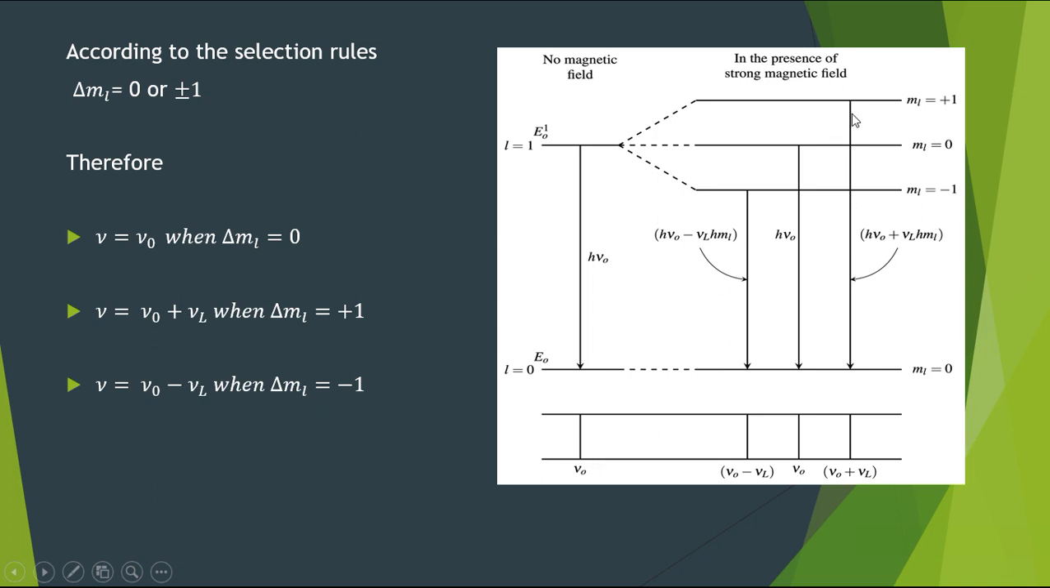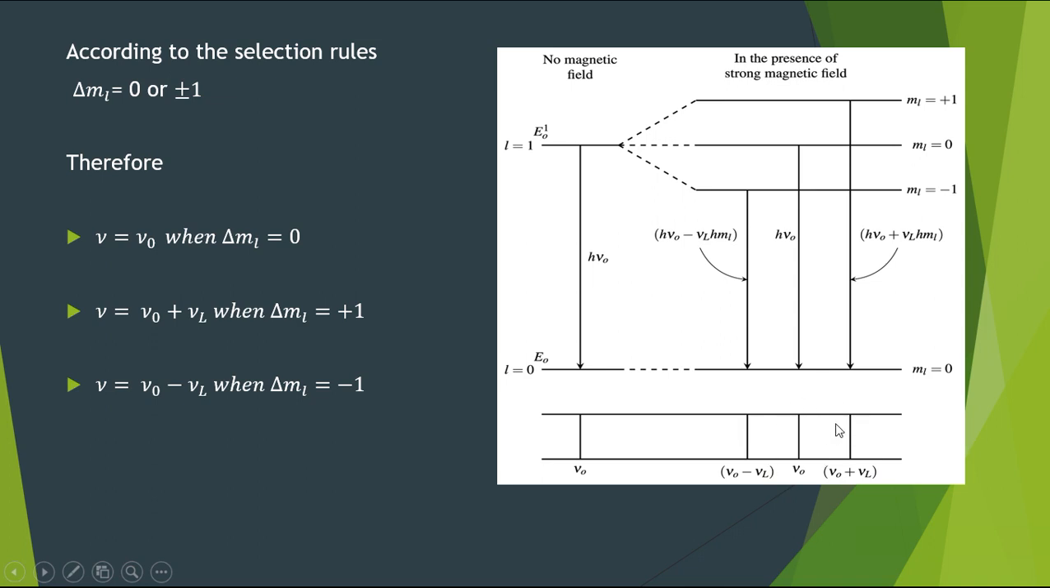The line which is drawn here, the transition which is shown on the right, corresponds to the transition for which delta ml is equal to plus 1, and the corresponding spectral line has the frequency nu is equal to nu naught plus nu L. Similarly, the transition shown here to the left corresponds to delta ml is equal to minus 1 and the corresponding frequency of the spectral line is nu naught minus nu L.